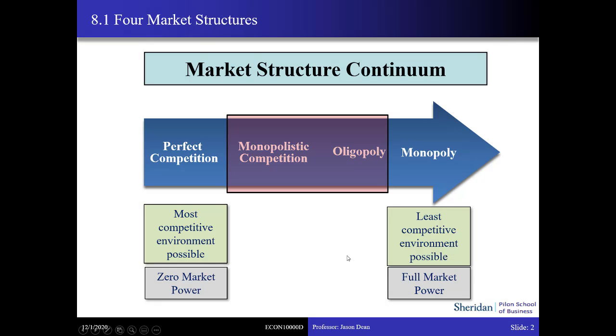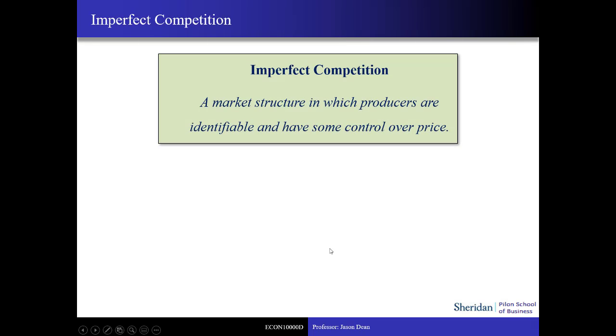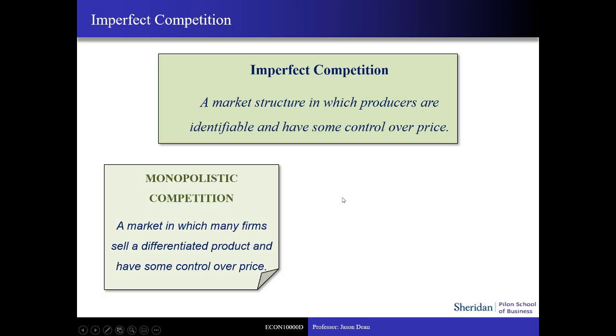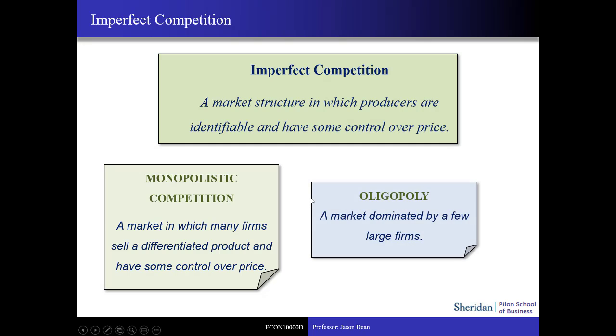Today we're going to be talking about imperfect competition, which just means these two in the center here, monopolistic competition and oligopoly. Imperfect competition, in a nutshell, is a market structure in which producers are identifiable and have some control over their price. Monopolistic competition is similar to perfect competition. The big difference here is that we're going to make the assumption that the firms can differentiate their product to a certain extent, and then this differentiation will give them some control over their price.